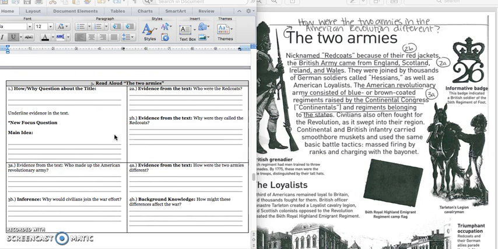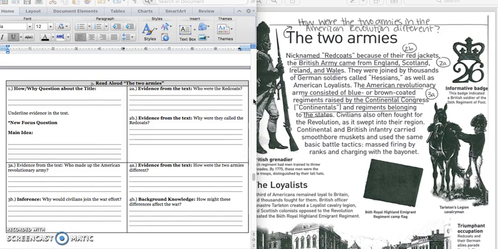It says, who were the redcoats? And if we go back in our text, it tells us that the redcoats were the British Army from England, Scotland, Ireland, and Wales. They were also made up of some Germans and some American loyalists. So in 2A, we would write the redcoats were the British Army. The soldiers mostly came from Europe, but they also included American loyalists. Press pause to write down your answer and play when you're ready for 2B.